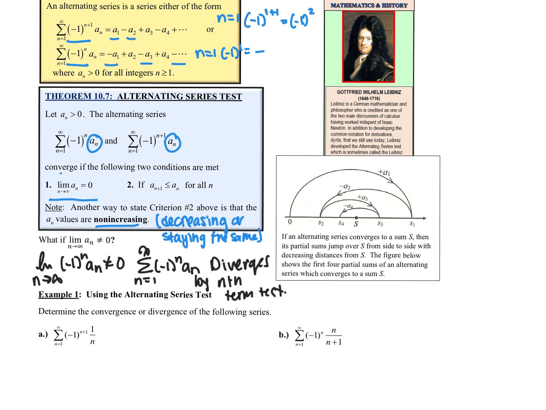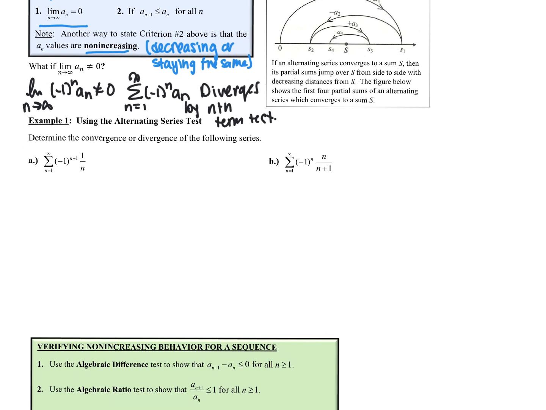What if the second condition is not met? Well, we'll address a few different situations like that, but you can't use it if they're not met. So you need both of them to be met. So let's look at 2 examples here where we'll use the alternating series test.